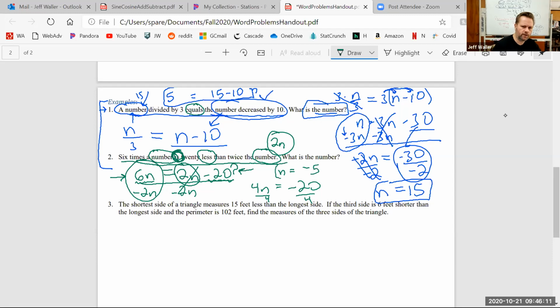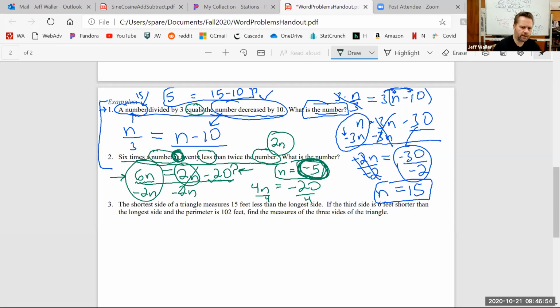-5. And then to check it, 6 times a number. What would 6 times this be? We're going to check it real quick. 6 times a number. What's 6 times -5? -30. Is that 20 less than twice the number? What's twice this number? -10. And what's 20 less than that? -10 minus 20 is -30. Sure enough, it works, right? So you can always check the answer to a word problem.